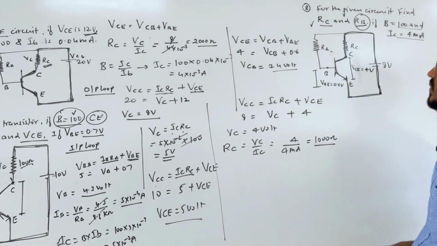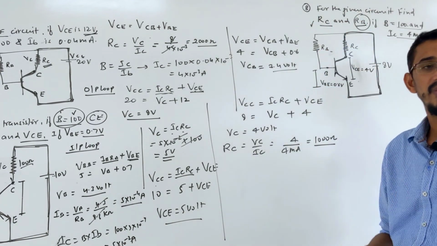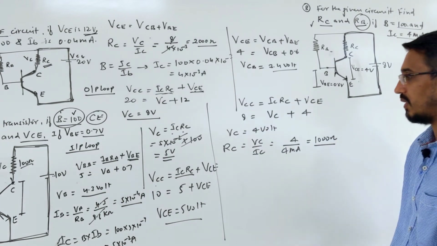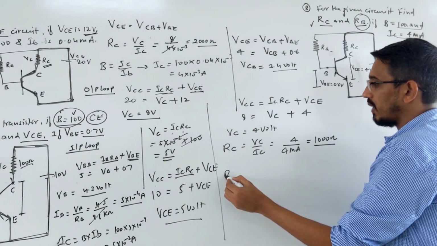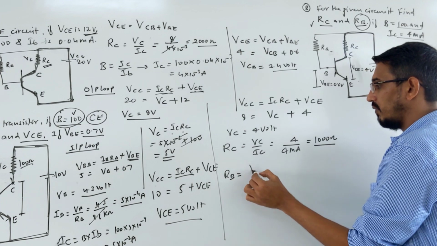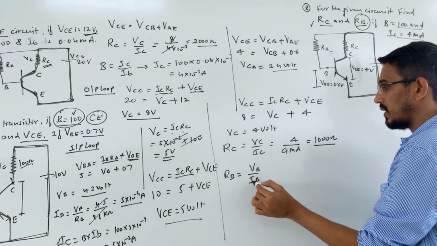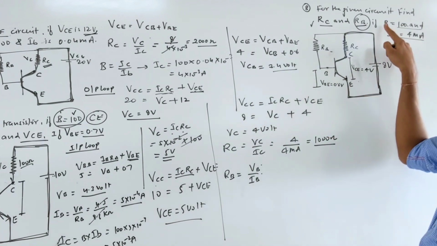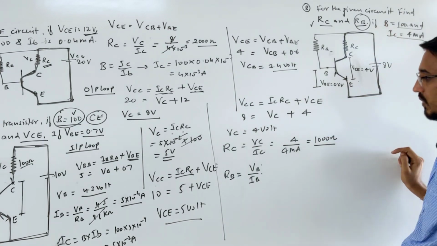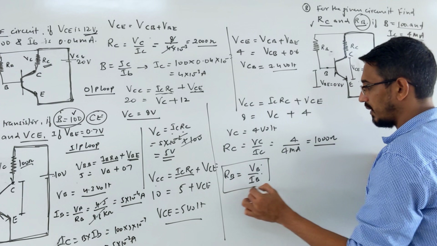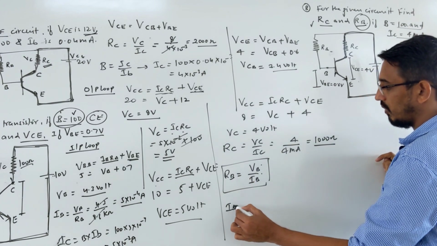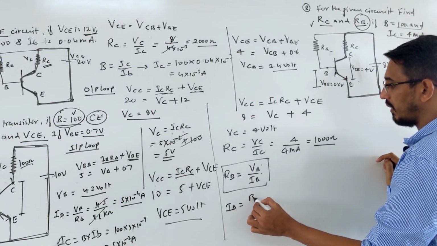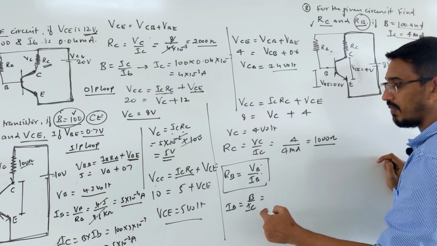With this resistance you have to find input resistance. You need input voltage and input current also. So look here, you need RB, so we need VB and IB. These two things you have to calculate. IB we can calculate because beta is given, IC is given, right? So let's calculate IB. IB will be equal to beta by IC, the current gain formula I am writing.